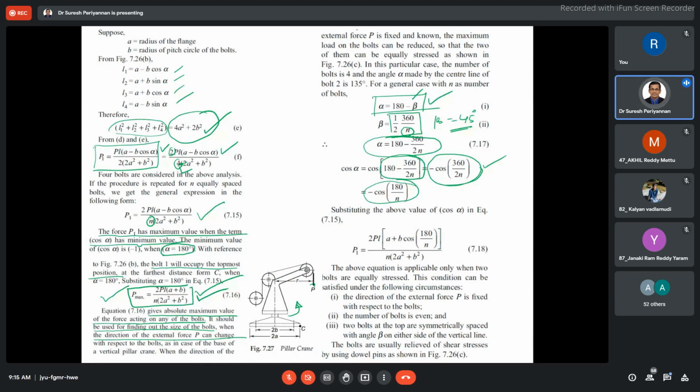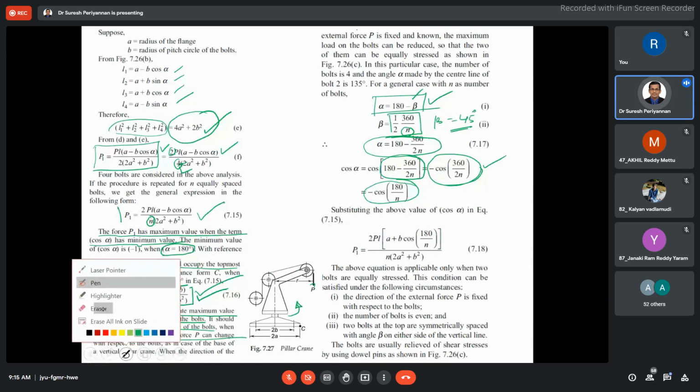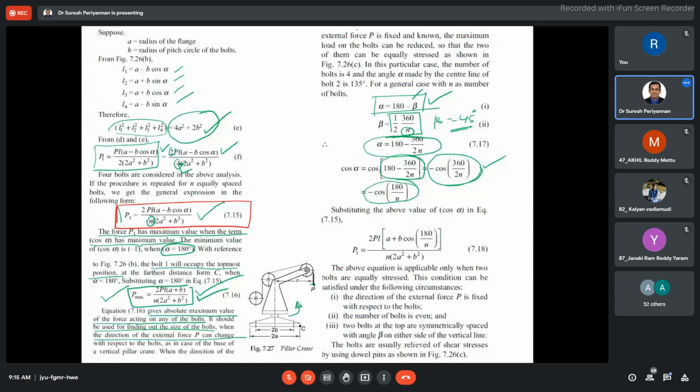Then substitute in our general formula, the one we derived. Substituting in this, finally we get 2PL into (a plus b) cos of 180 by n, divided by n into 2 (a square plus b square). Now see here, this is the fixed condition, where the crane will not rotate and the bolts are equally stressed, or the forces are equally transmitted.